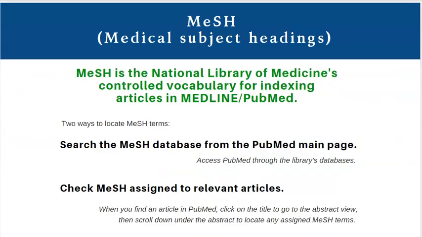Okay, a little review here. MeSH is the National Library of Medicine's controlled vocabulary for indexing articles in Medline, which are included in PubMed. You can search these terms from the PubMed main page under MeSH database. You can also check the MeSH assigned to articles. When you find an article, look for those MeSH terms. Remember, not all of them are going to have them, but some of them will. And you can use those to find other terms to search.